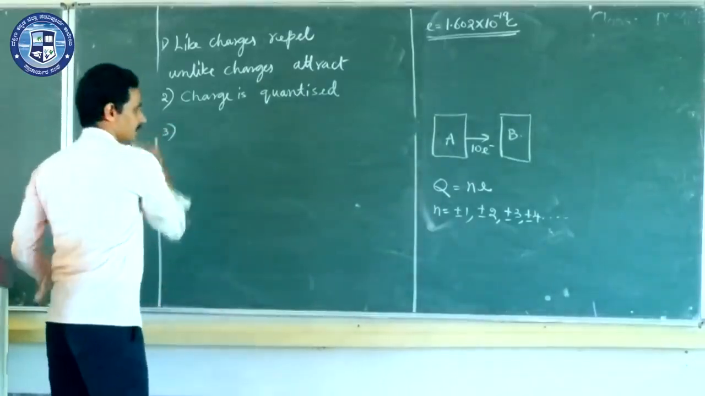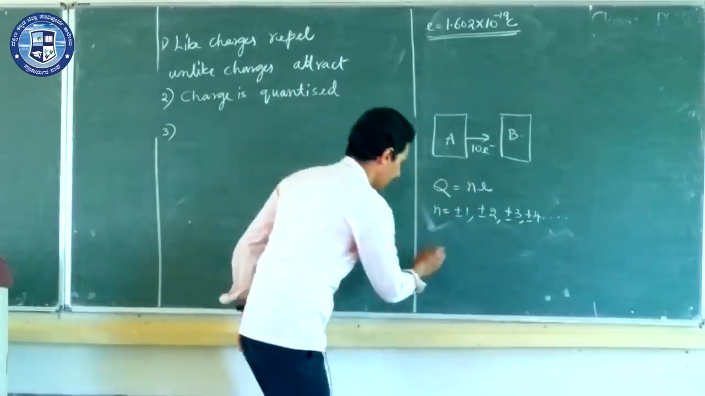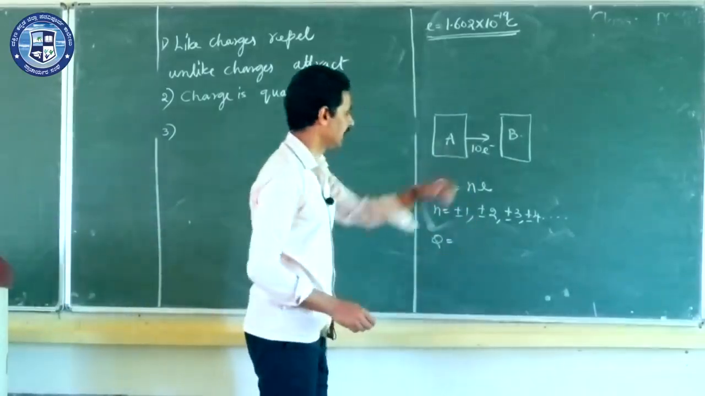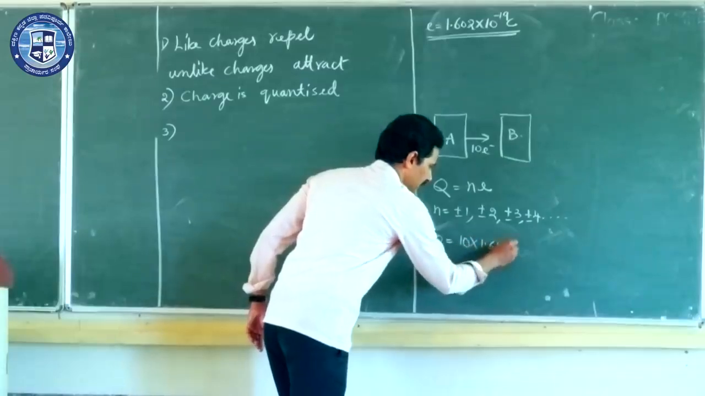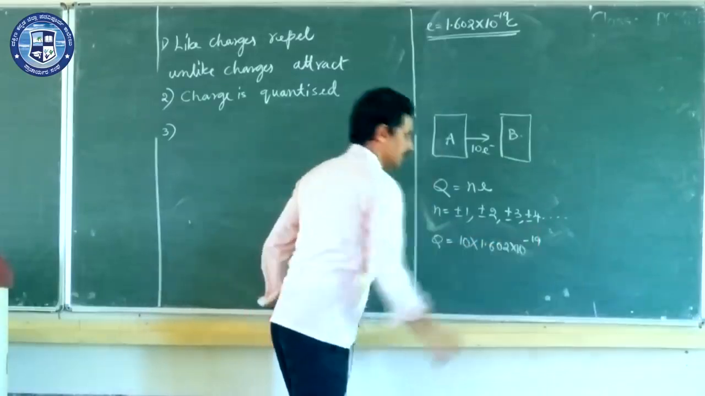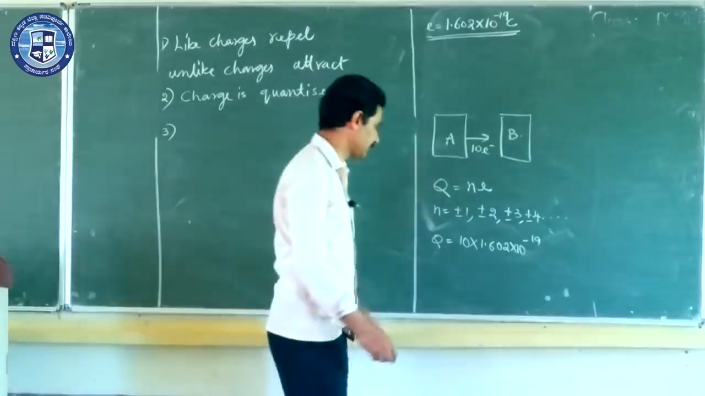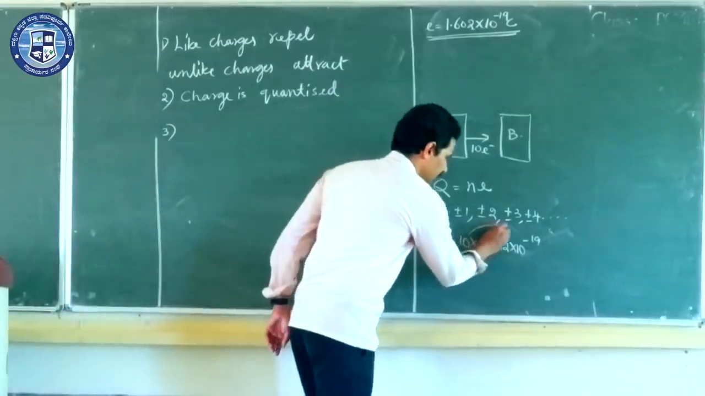We will see the third one. So you can calculate this one. Q is equal to, suppose 10 electrons are transferred, 10 into 1.602 into 10 to the power minus 19. This is the charge gained by these bodies. And I can use this 10 for this one, right?